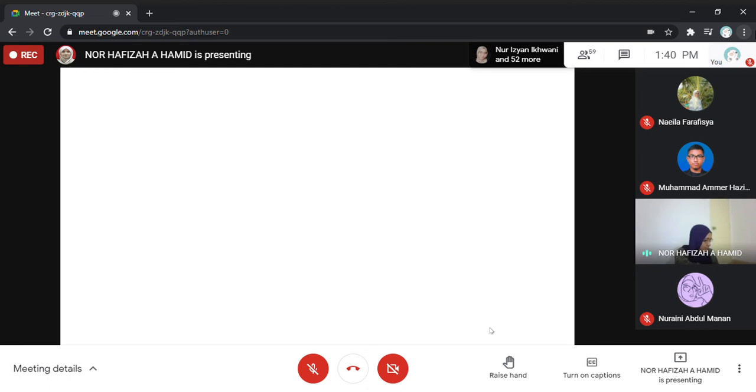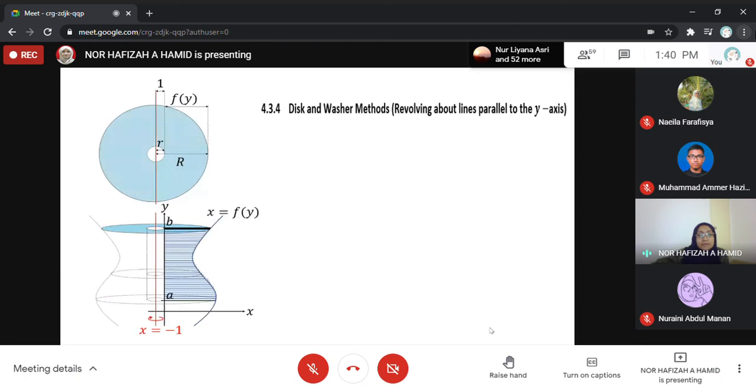Okay, so parallel to y axis. Yang ini sebenarnya dia extend daripada yang tadi, yang x dengan y axis tadi. Tadi kita parallel pada x axis, ini parallel pada y axis. Maknanya kalau parallel pada y, you punya line tu akan pada x. Okay, so dia tukar axis of revolution tapi konsep dia sama cara you nak kira.